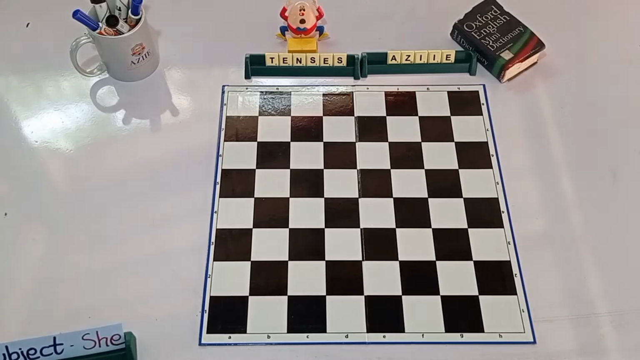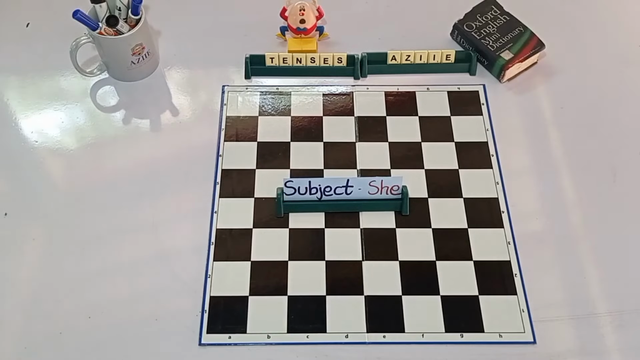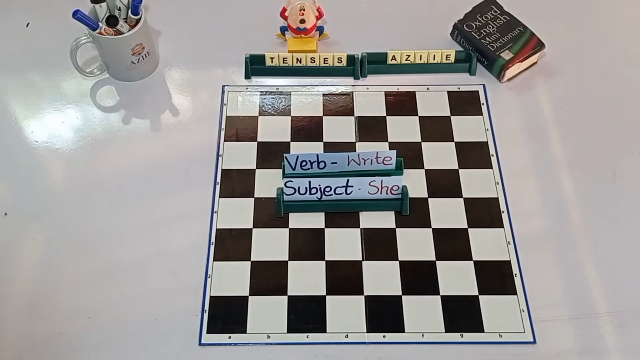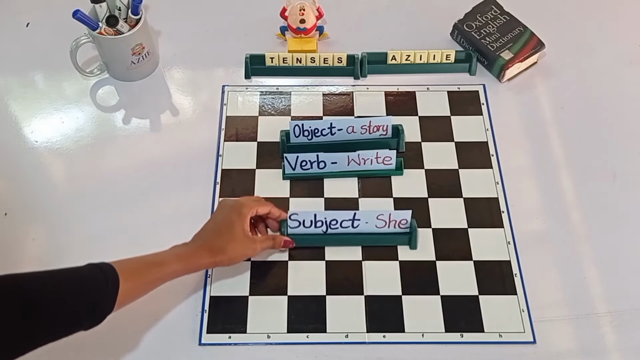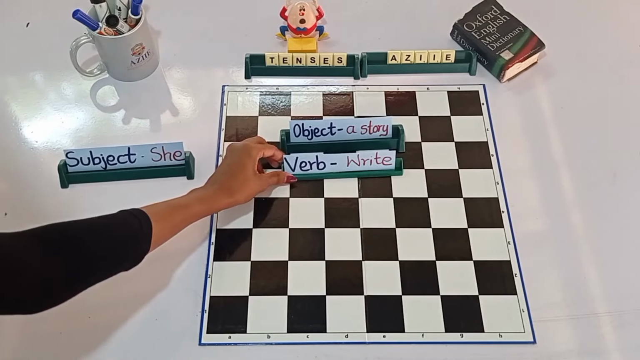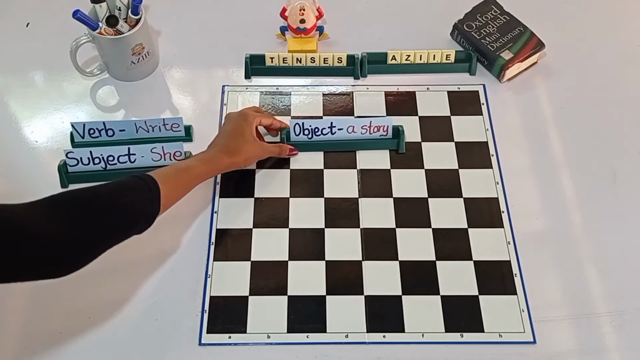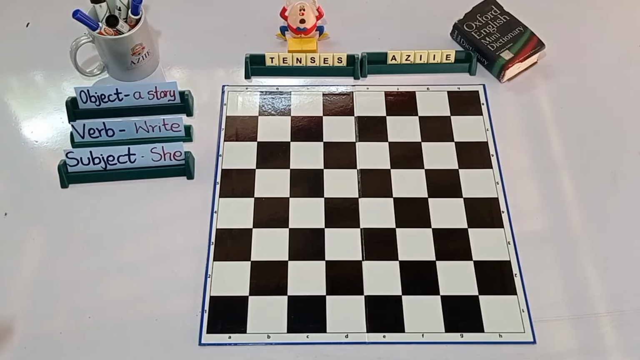First of all, we can see the sentence structure: subject, verb, object. So the subject is she, the verb is write, the object is a story. So we can see the simple tenses first.